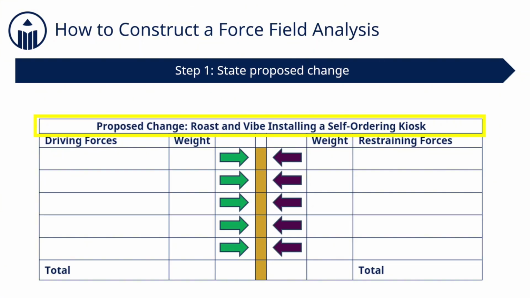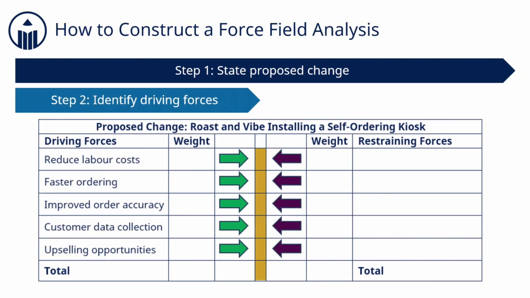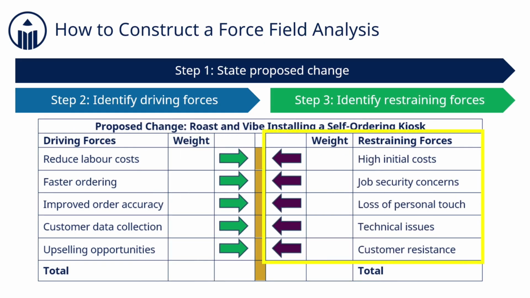On the left, list the driving forces, the factors supporting the change. For Roast and Vibe, these include reducing labor costs, faster ordering, improved order accuracy, customer data collection, and upselling opportunities. On the right, list the restraining forces, which oppose the change. In this case, they include high initial cost, job security concerns, loss of personal touch, technical issues, and customer resistance. The goal is to brainstorm all key factors supporting and resisting the change.